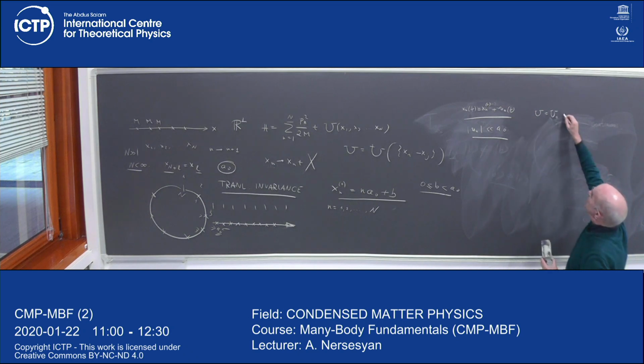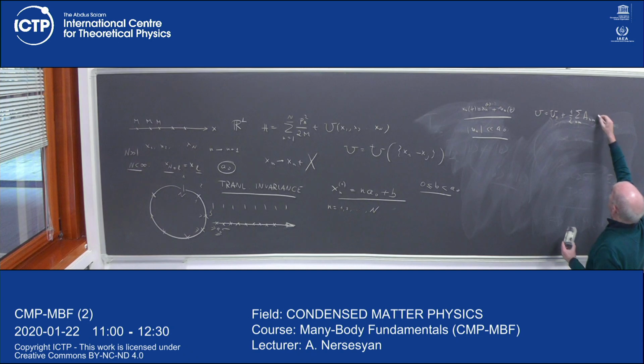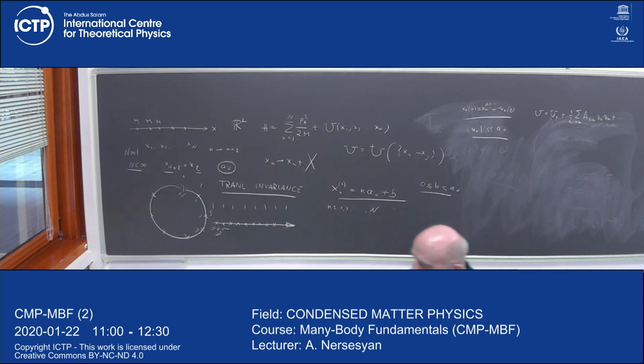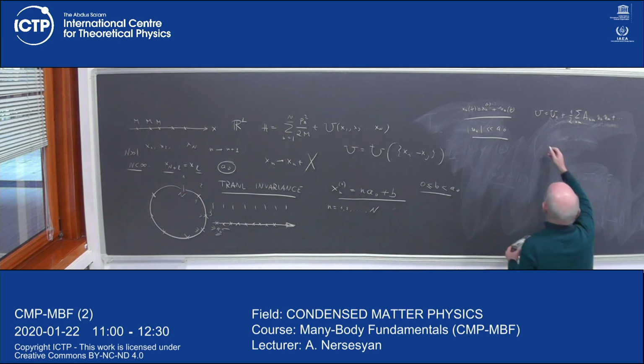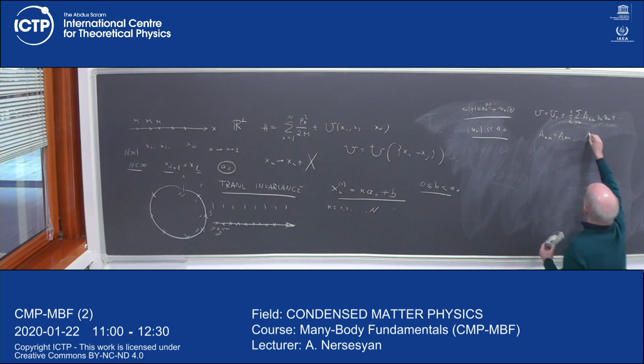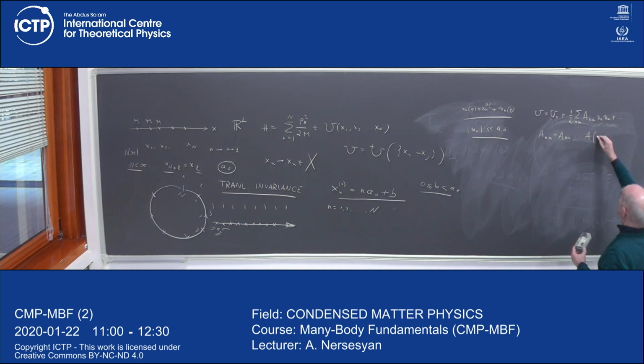I expand in powers of u_n. The linear term is absent, we already discussed it, and then the quadratic correction looks like this: A_nm is the dynamical matrix, plus higher order terms. About A_nm, we know it's a real matrix, it's a symmetric matrix. Moreover, A_nm is actually a function of the difference n minus m. That's fine.